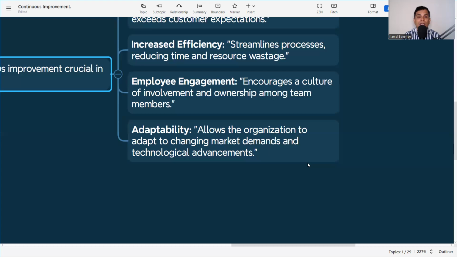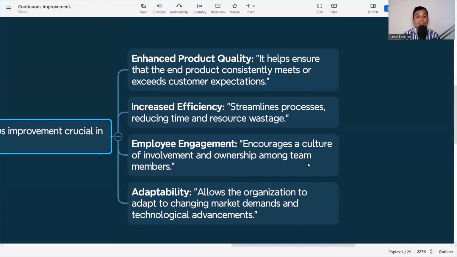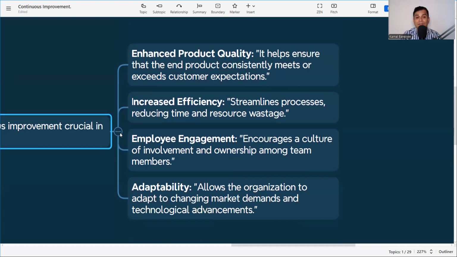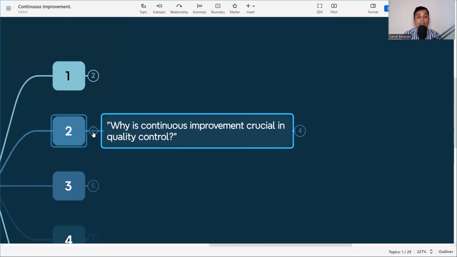Then adaptability allows the organization to adapt to changing market demands and technological advancement. Nowadays the construction industry, or any other industry, is rapidly changing, new technology is coming, new processes are evolving. So if there is no adaptability or no continuous improvement in the process or in the organization, what will happen? The competitor will go faster, there will be market demands, and we will not fulfill that market demand. So what will happen? The company will not sustain. So that is why adaptability is very important, and the continuous improvement process ensures adaptability to changing market demands and technological advancement. That is why continuous improvement is very important in quality control: to increase product quality, increase efficiency, reduce waste, and for employee engagement and adaptability. So these are the reasons why continuous improvement is required.